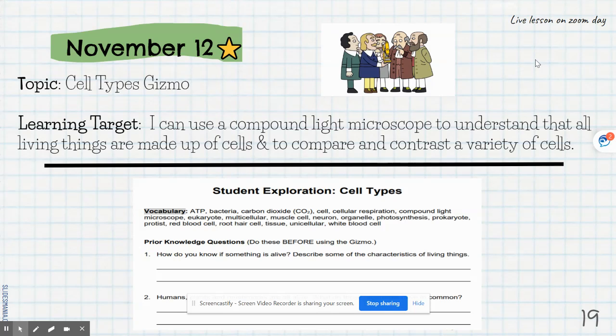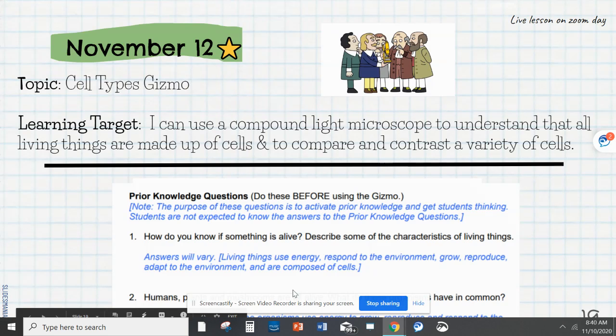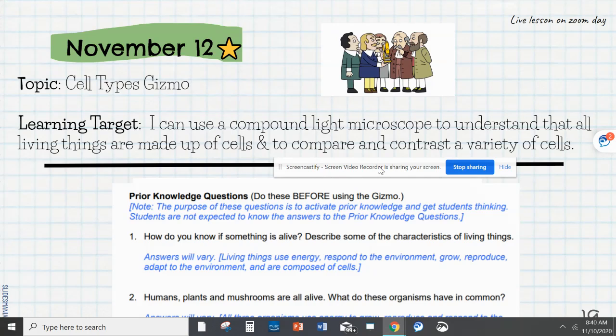If you're rejoining us, that means you have completed this gizmo. The first thing you were supposed to do is look at some prior knowledge questions, thinking about hopefully those things that we said the other day about what makes something alive. They use energy, they respond to the environment, they grow, they reproduce. And then the second part is, humans, plants, and mushrooms are alive. What do they have in common? They have those characteristics in common.